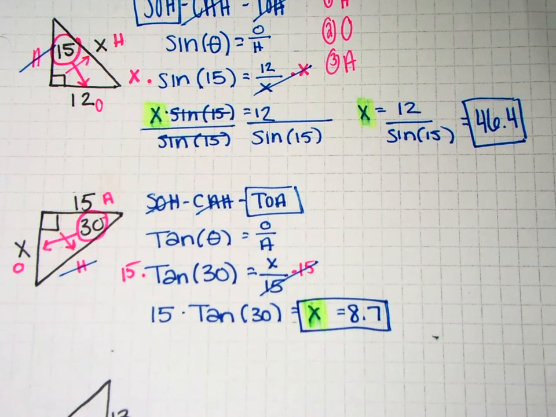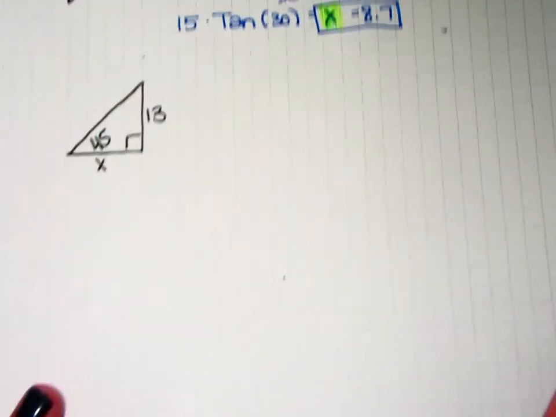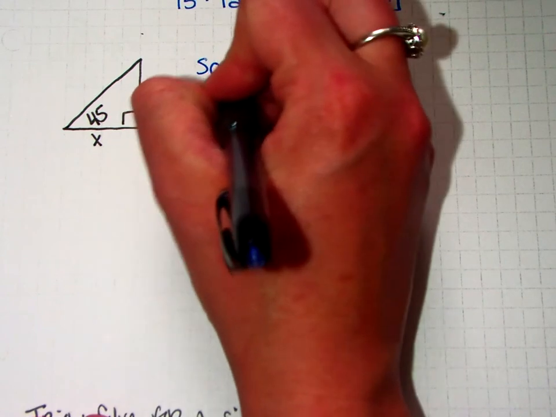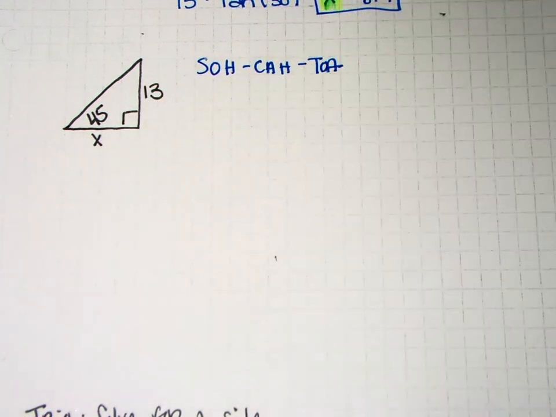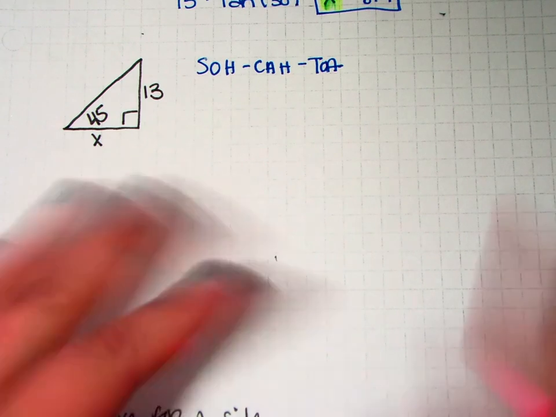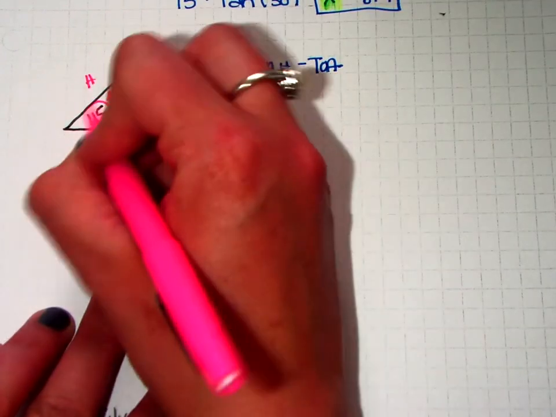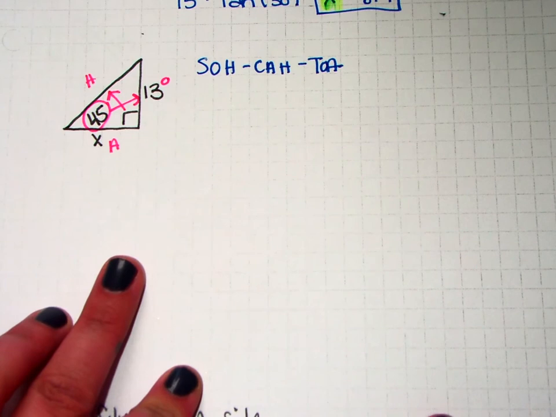Let's try the last one. Again, I see a right angle, so in my mind I should be thinking, okay, I got to write SOHCAHTOA. Okay, and then I'm going to label. Notice how I also don't need to change the mode of my calculator. It's going to stay in degree mode until you manually change it. So across the 90 is H, across the angle is O, and that leaves me with A.